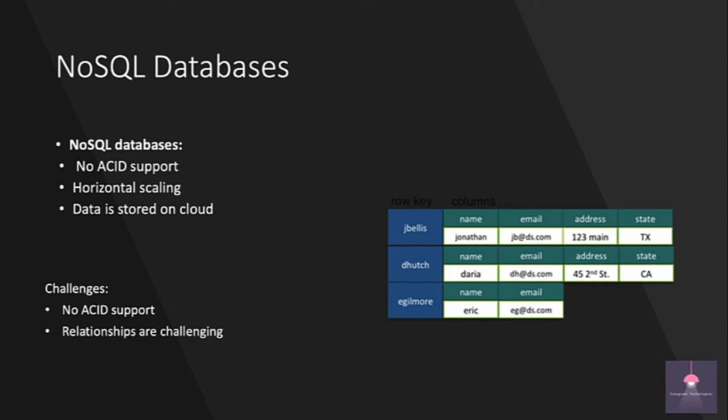And the data is usually stored in the cloud, and querying is a lot faster in this case because data is already indexed by row key, and usually at any point in time we will be operating on only a few row keys. The challenges are that there is no ACID support, and also there is no relationship between the different tables. That's very challenging in the case of NoSQL databases.